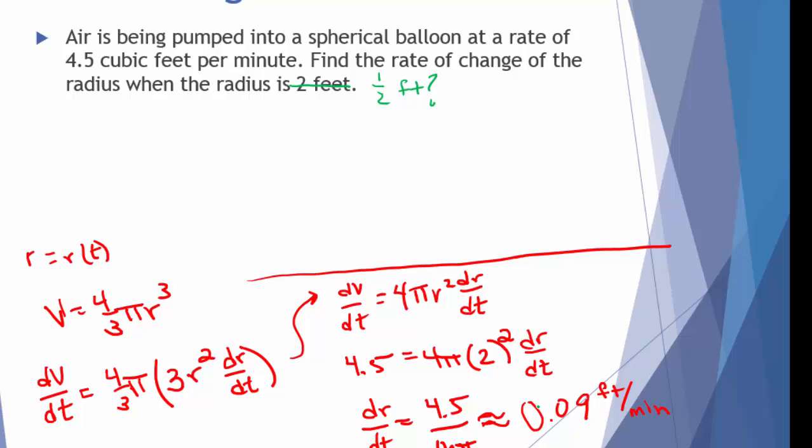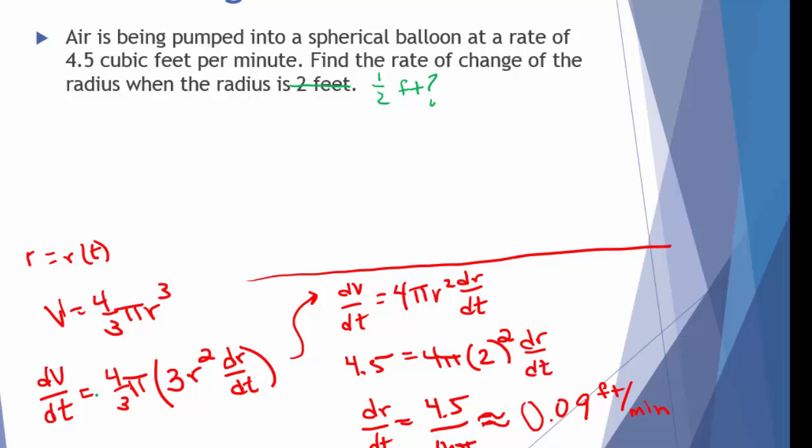And if you understand the big concept behind this problem, you should be able to tell me that it's actually going to be changing at a much faster rate. But let's verify that using the calculus that we just did. We would still have the same known and unknown. dV/dt would still be 4.5 cubic feet per minute. We would still be looking for dr/dt.